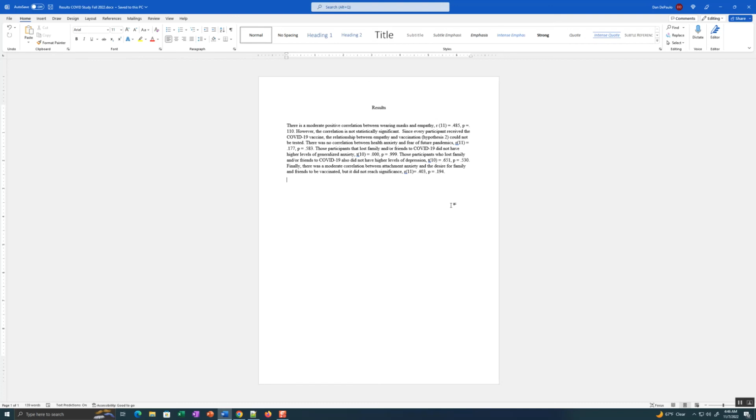And then hypothesis 3. We found that there was no correlation between health anxiety and fear of future pandemics. What did previous research show? Did previous research show any kind of correlation there? You may not find exact questions involving fear of future pandemics, but you'll find something with regard to anxiety. People worried that this can happen again. Are people generally worried about this pandemic happening again? Maybe it'll be worse than what happened this time.